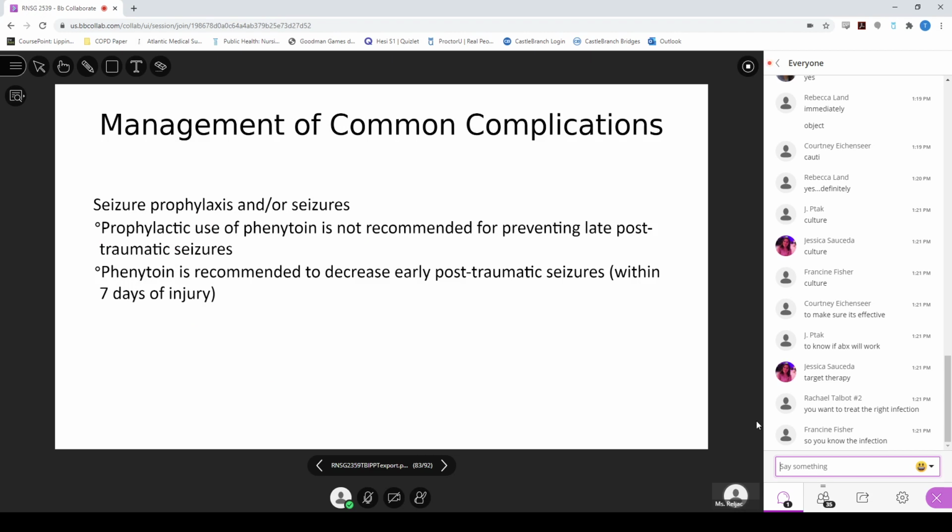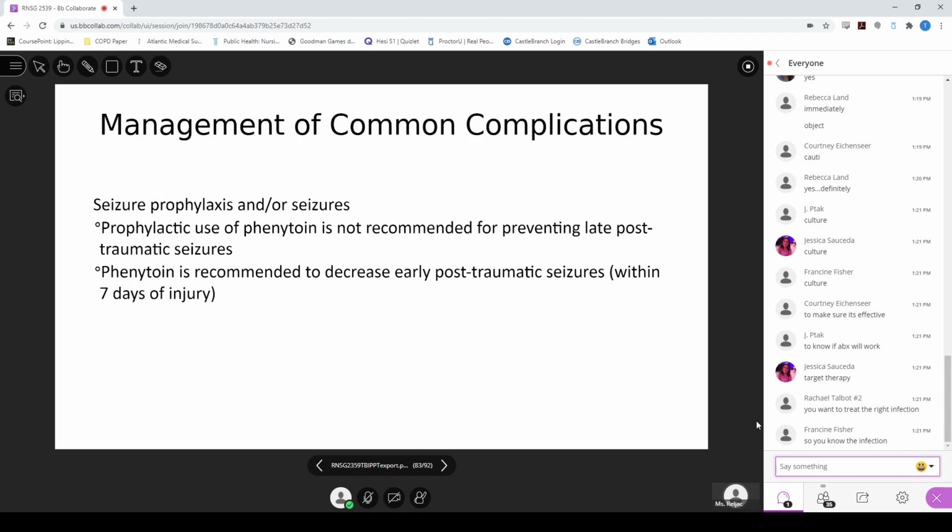So seizure prophylaxis. Phenytoin is not recommended in preventing late post-traumatic seizures, but is recommended for decrease in early post-traumatic seizures if it's given within 7 days of an injury. And early seizures are not associated with worse outcomes. You would think that the sooner you had a seizure, the worse your outcome would be, but that's not the case. It doesn't matter if you have a seizure on day 1 or on day 10, your outcome is not worse because of that seizure.